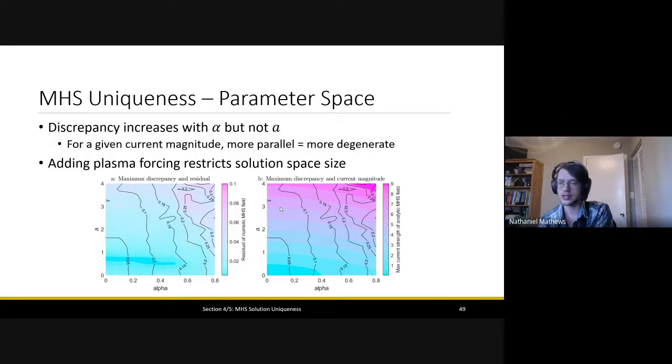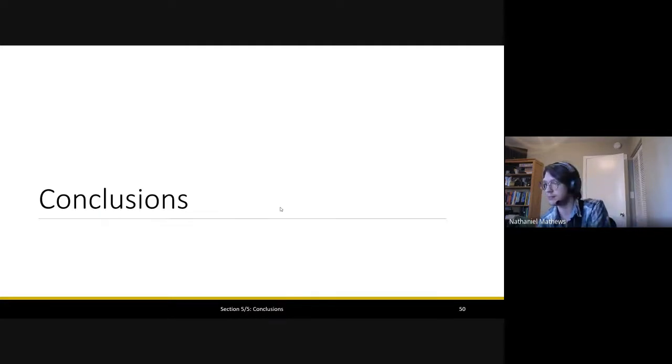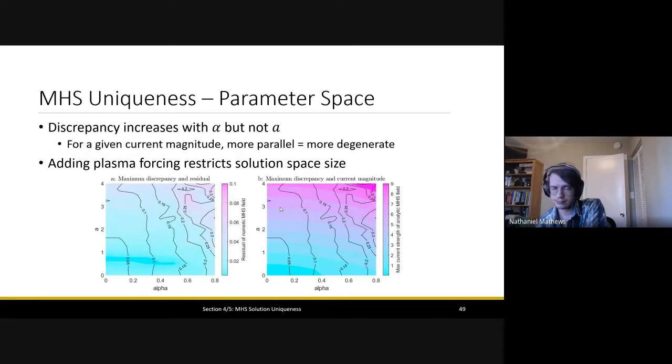So that tells us that we can use this informatively. Adding plasma forcing decreases the size of our solution space because perpendicular current is the one that's associated with plasma forcing. So that tells us that MHS can give more unique solutions than nonlinear force-free fields can, and it's valid to use in our inversion framework like this, as long as the plasma forcing coefficients are not close to 0.